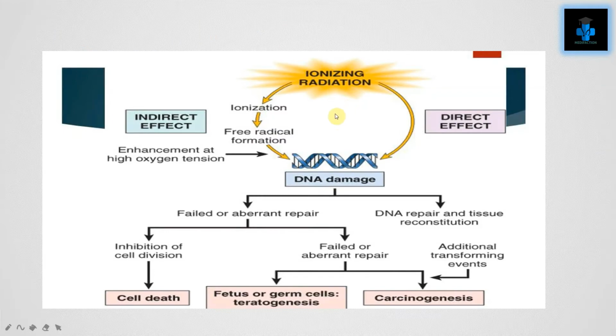So as I told, the ionizing radiation results in DNA damage. It may be through direct effect or through indirect effect by forming free radicals. So the DNA is damaged. Sometimes it may be able to repair and the tissue reconstitution takes place. Otherwise, there will be failed or aberrant repair, and this may result in cell death due to inhibition of cell division, or in other cases, the aberrant repair results in teratogenesis or carcinogenesis by additional transforming events.